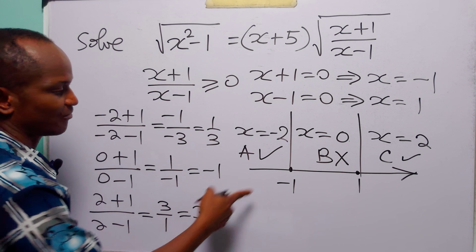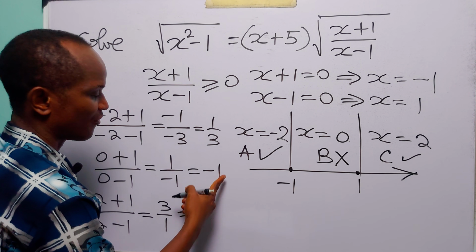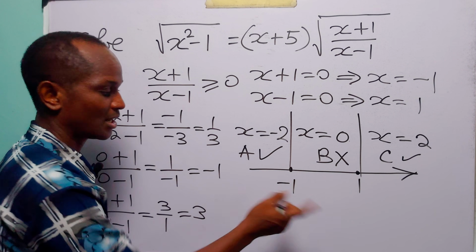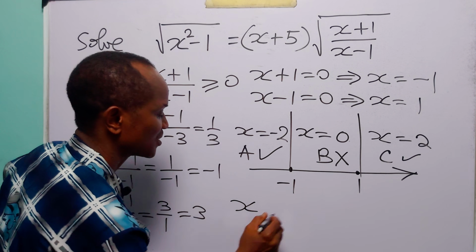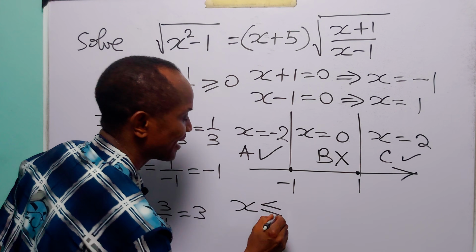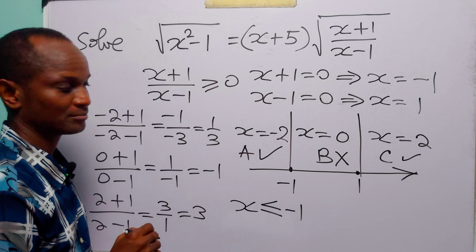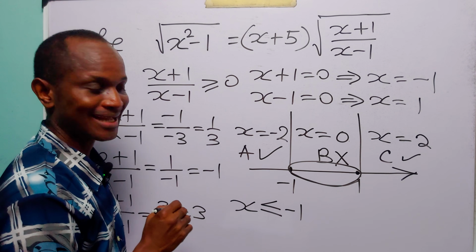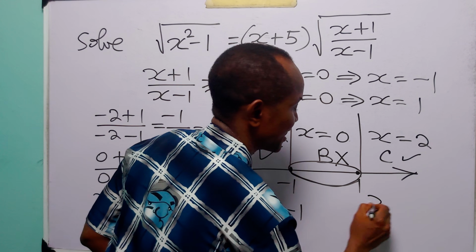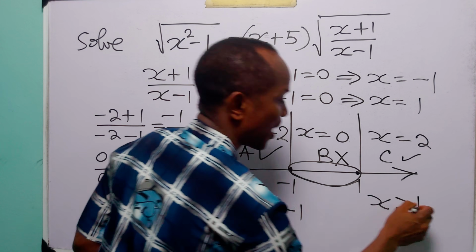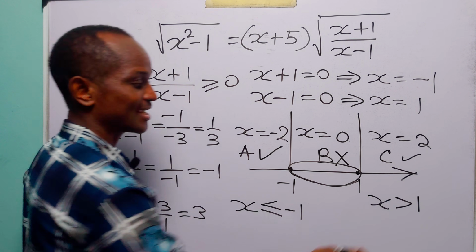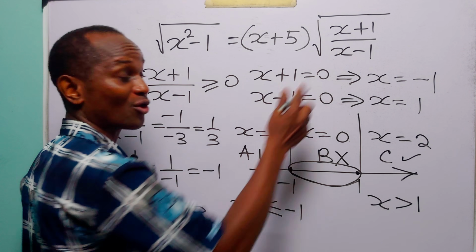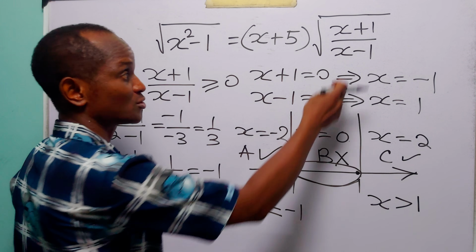So we have that here. We have from minus infinity to minus 1. So x must be less than or equal to minus 1. Now, this area is unwanted. And here we have that x must be greater than 1. Note that I did not say greater than or equal to because we know that because of this denominator, x must not be equal to 1.